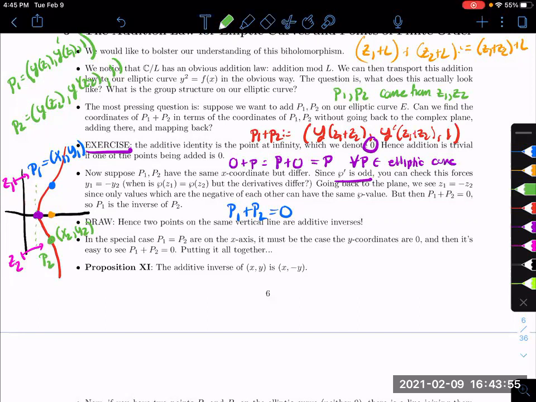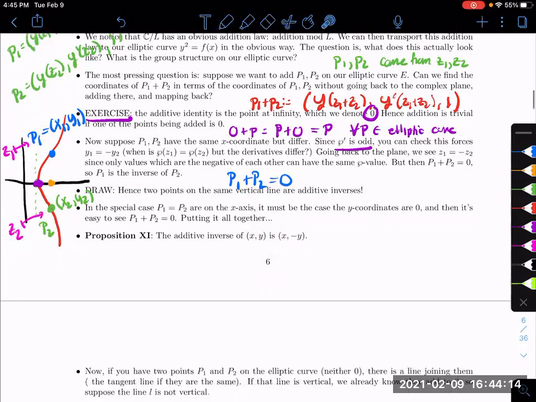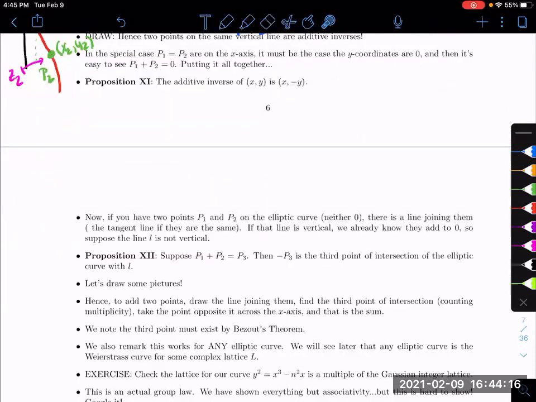Okay. So summarizing the entire discussion on these types of points, if I give you x, y on the elliptic curve, the additive inverse is x, negative y. All right. Which still isn't fully telling us how to actually do this addition law, but we'll get there. I'll show you how to do it geometrically.